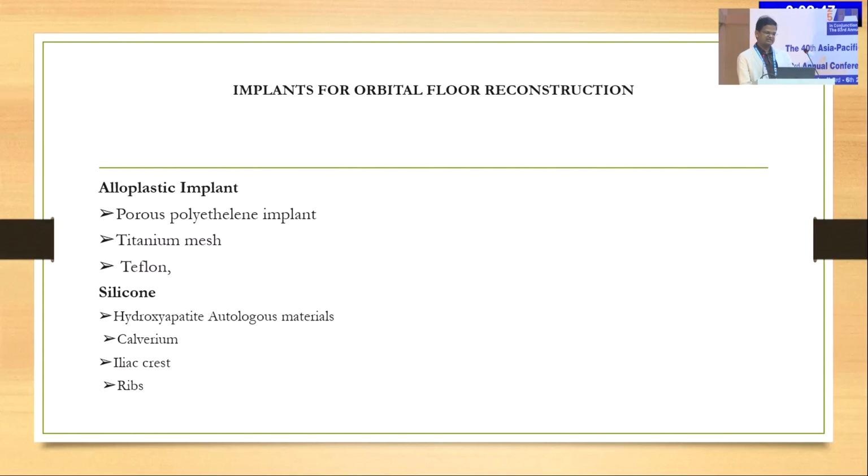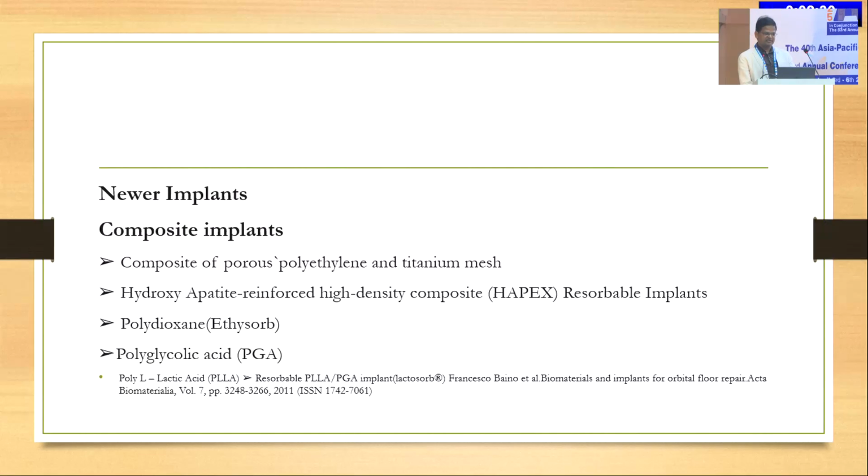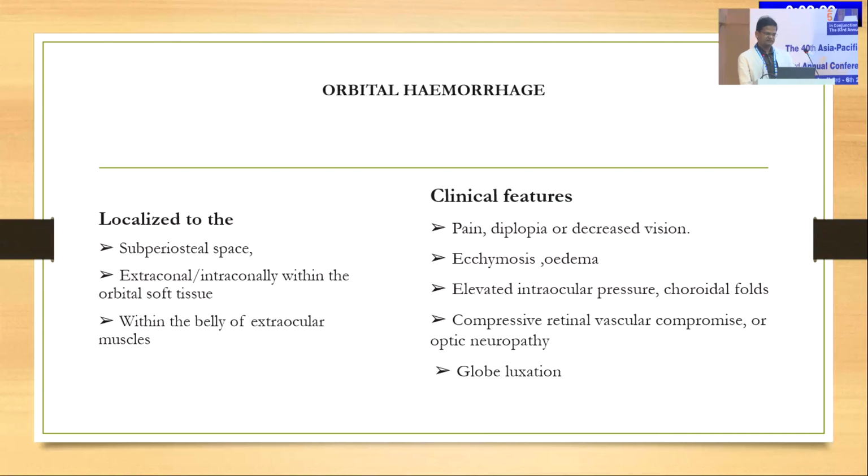Different implants are available. We can use autologous implants like calvarium, iliac crest or ribs, but most commonly we use titanium mesh, which can be 3D modified or 3D implants, or some PEEK implants, for the floor fracture depending upon the size and area of involvement. Newer implants like composite polyethylene implants, titanium mesh, or polydioxanone or polyglycolic acid implants are also in use. So these are for orbital fractures.